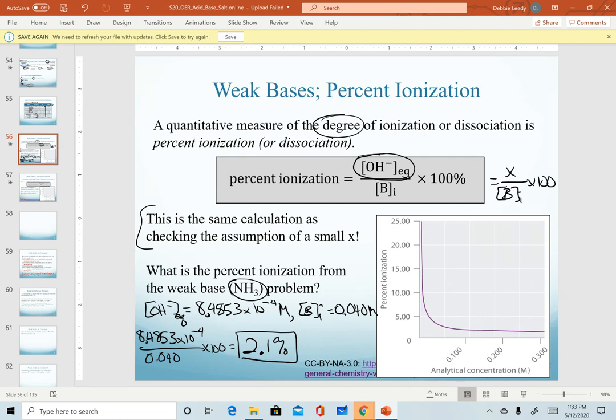And again, on this graph in the bottom right corner, we can see the same concept applies as we change concentration. In fact, as we're diluting a solution, moving to the left, lowering the concentration, our percent ionization increases.